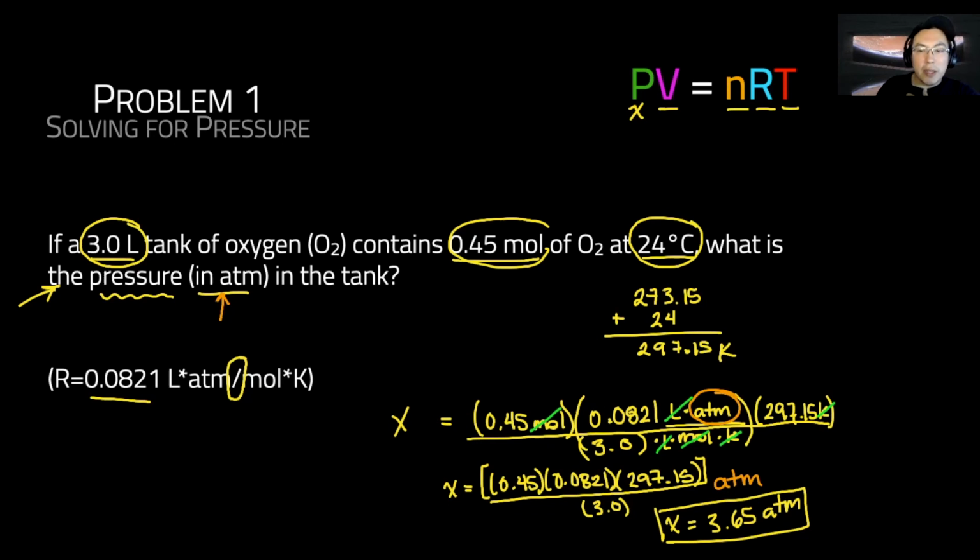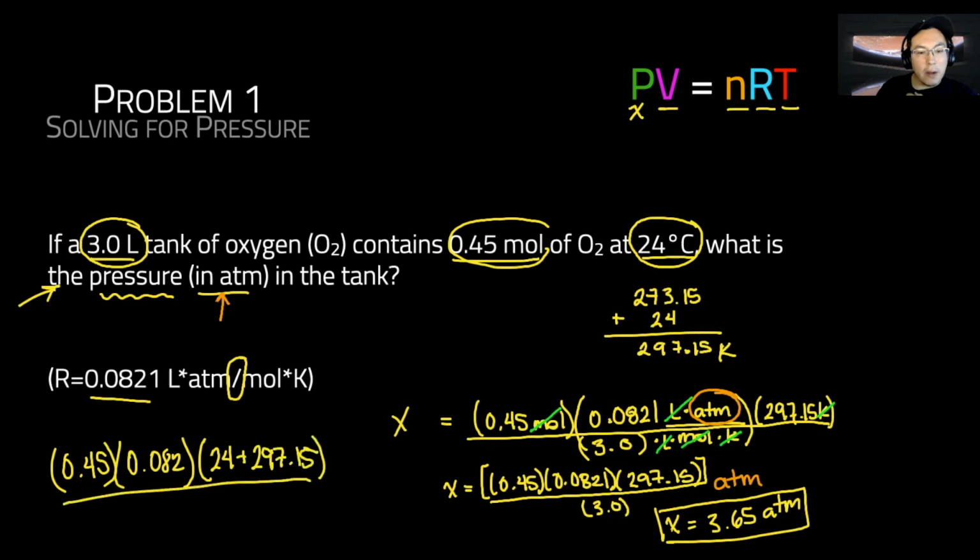Especially if you're setting up the operation for the temperature in there as well. Some students like to do the whole thing like 0.45 multiplied by 0.082 multiplied by the number that is given in the problem for Celsius plus 273.15, all divided by 3.